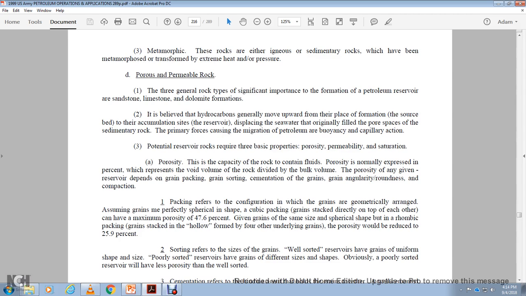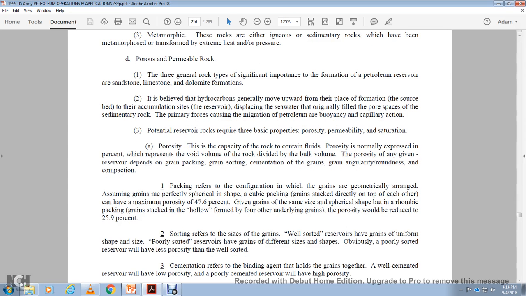Sorting refers to the size of the grain. Well sorted reservoirs have grains of uniform shape and size. Poorly sorted reservoirs have different grains, of different sizes and shapes. These poorly sorted reservoirs will have less porosity than well sorted ones.